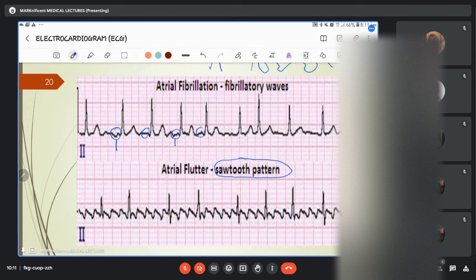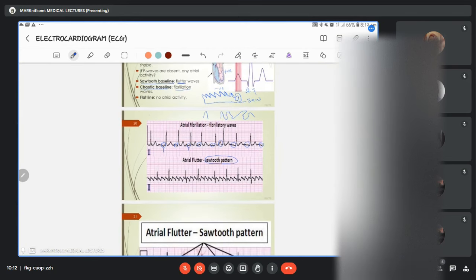Then here again, it is looking almost flat again. Here it is very pronounced. There's just a different pattern of the P wave. It is not normal and it is alternating. So that is fibrillation, atrial fibrillation. Are we good with this too? Yeah.